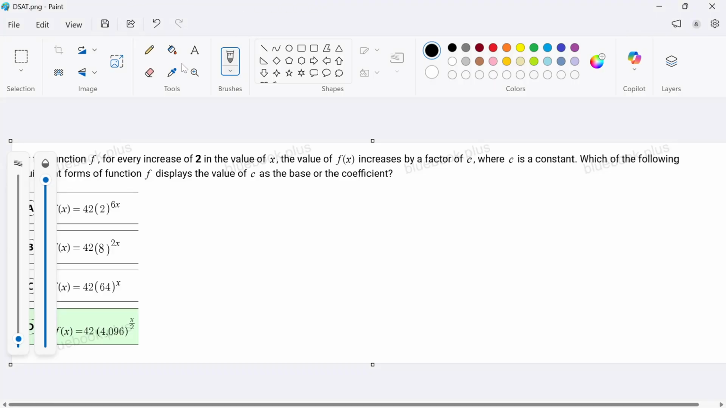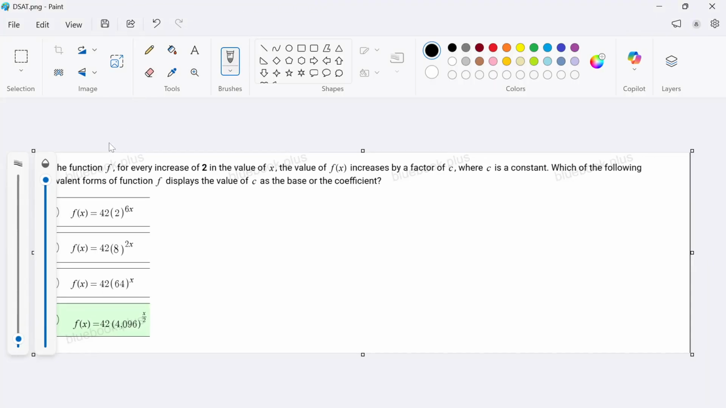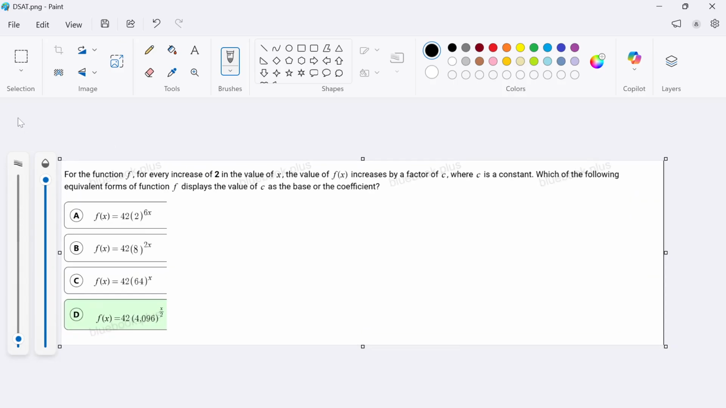This is a digital SAT math question that has to do with exponential functions. For the function f, for every increase of 2 in the value of x, the value of f of x increases by a factor of c, where c is a constant. So it just means every time I increase x by 2, then I'm multiplying the value by c.